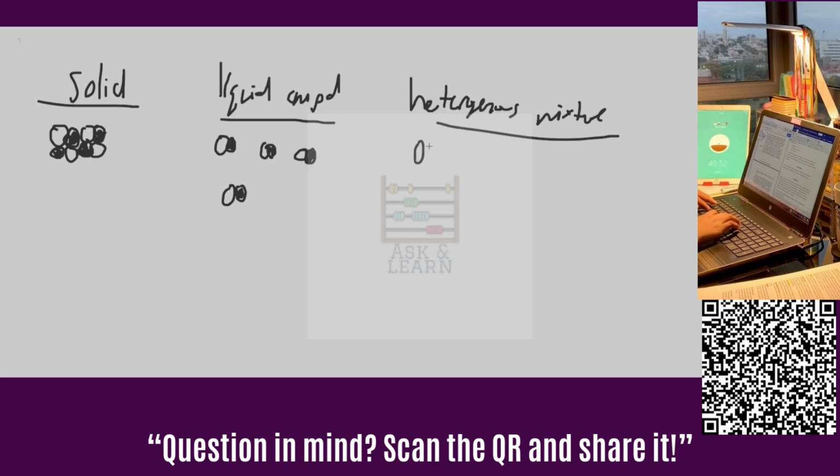Now to draw a heterogeneous mixture, that means that it is different throughout. And so we'll draw in all these different bonding patterns, different sizes, that kind of thing. And that shows a heterogeneous mixture.